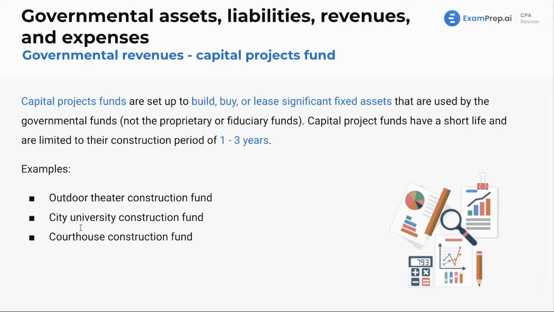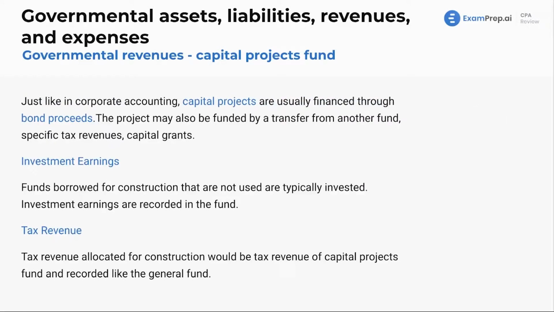So courthouse, city university. And yes, I know you might be telling me, but Nick, you charge people to go to the theater or the university. We're not getting into that level of detail in this exam, so don't worry about it too much. Capital project funds have a short life and are limited to their construction periods, usually 1 to 3 years, although I've seen how long it takes some governments to build something, so I'm questioning that. All right, for the purposes of the test, this is what you've got to know.